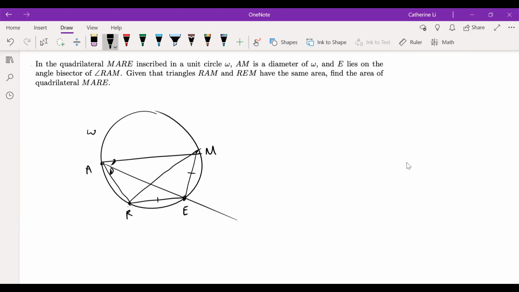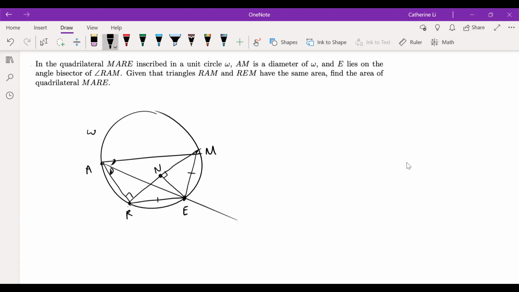And the next thing we do is if we look at ARM, obviously this is going to be a right angle because AM is the diameter. And one thing that we can do is we take this midpoint of RM and call it N. And we know that since REM is an isosceles triangle, if we take the midpoint N and connect it to E, NE is going to be perpendicular to RM.